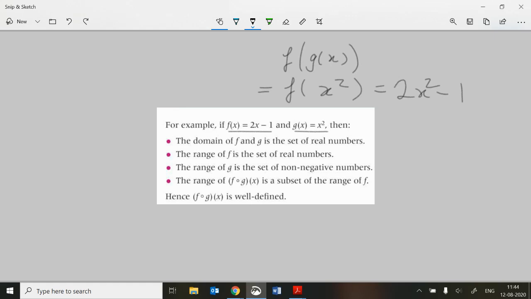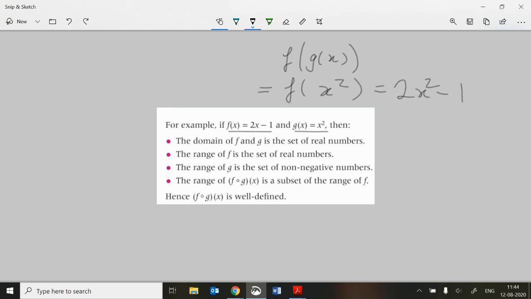We're allowed to put the range of g into f. This is completely fine. And then the range of f of g of x is going to be restricted because we're only allowed to put in non-negative numbers. So the range of f of g of x is a subset.